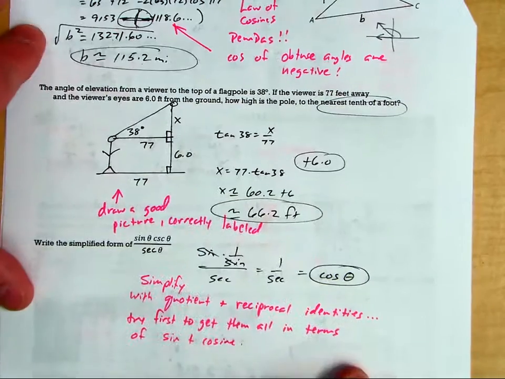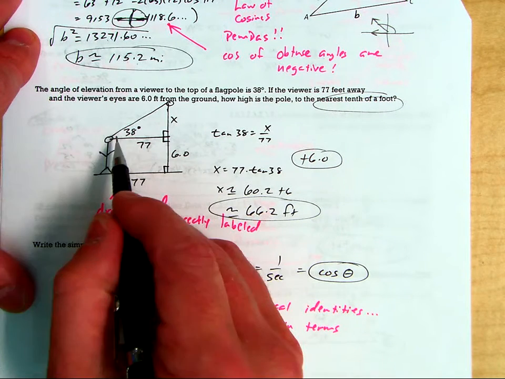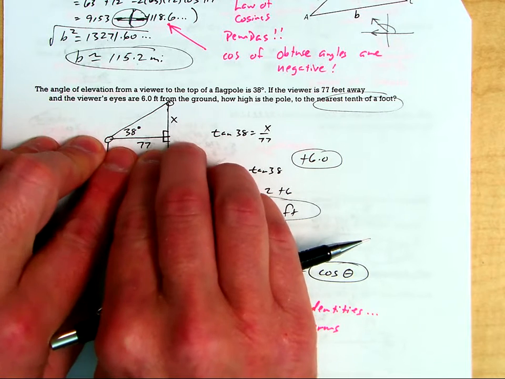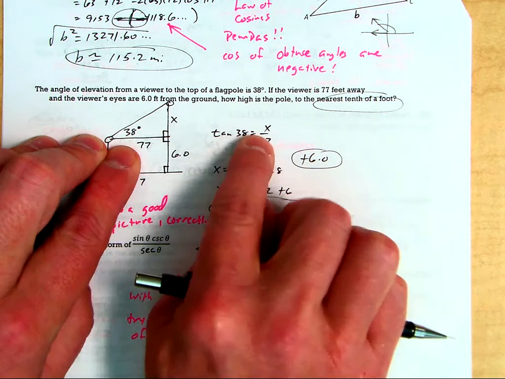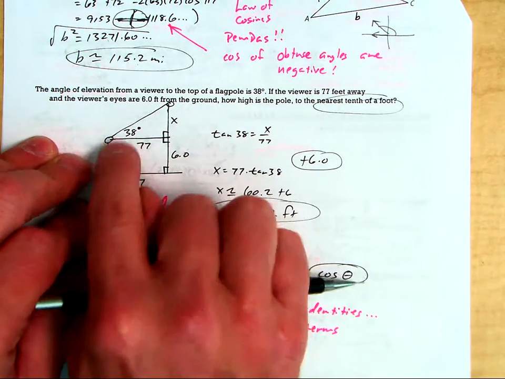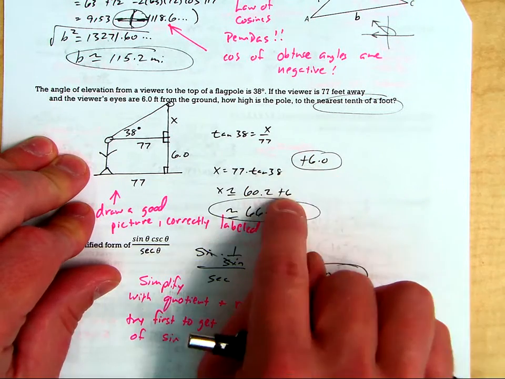The last one, the flag problem, is just the Talisa shadow problem with a person standing. So if I covered up this part of the problem, doesn't that look like the Talisa shadow problem? It is. It's exactly the Talisa shadow problem. You just have to be able to interpret the verbiage and draw a good picture and just add the person's eyeball height to the Talisa shadow problem.